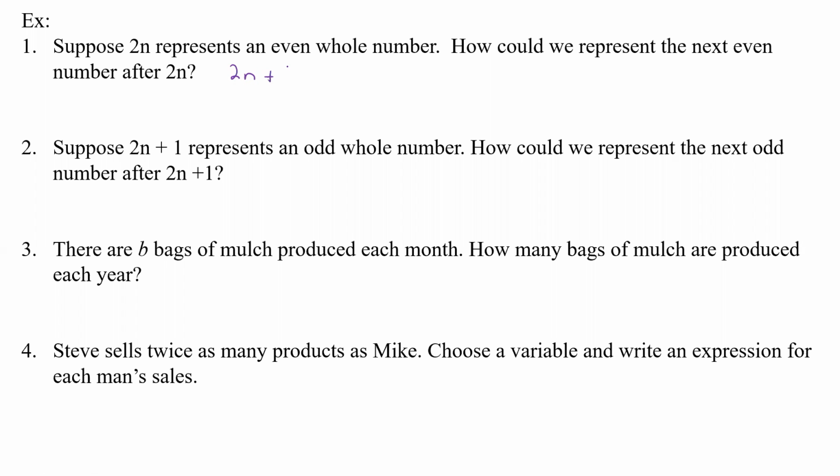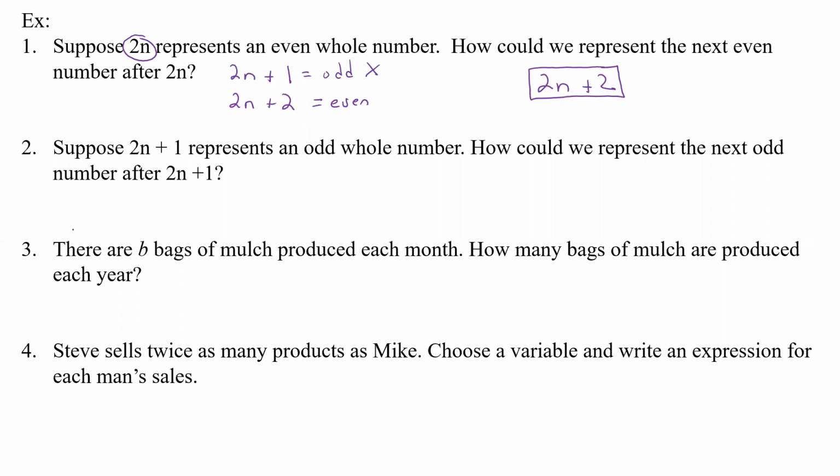Well, if we had 2n plus 1, that's going to be odd, because this is even plus 1, that gives us an odd. We don't want that. So that's not what we want. Well, what's 1 bigger than that? 2. An even number plus an even number is going to be an even number. And so 2n plus 2 is the expression that they're looking for here as far as what is the next even number past the first even number of 2n.